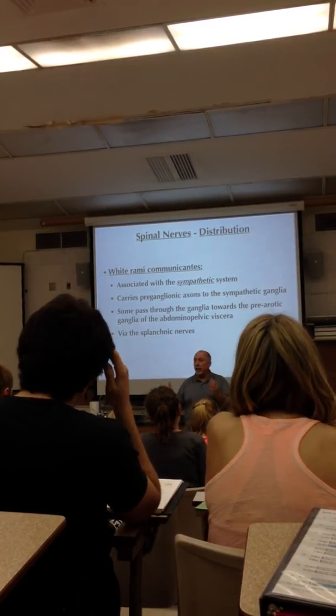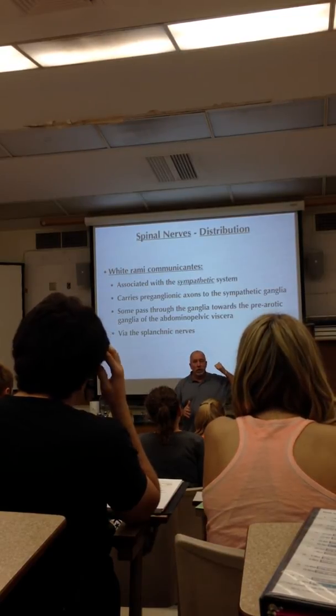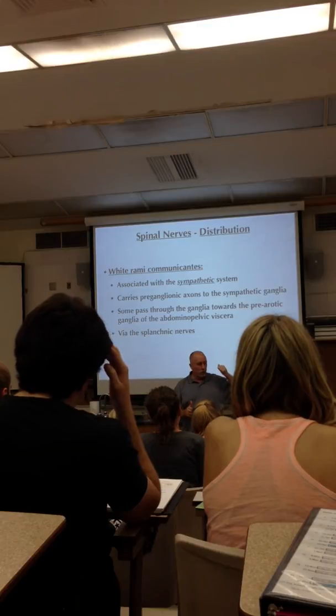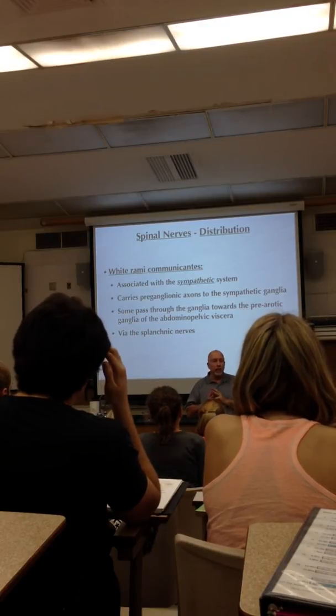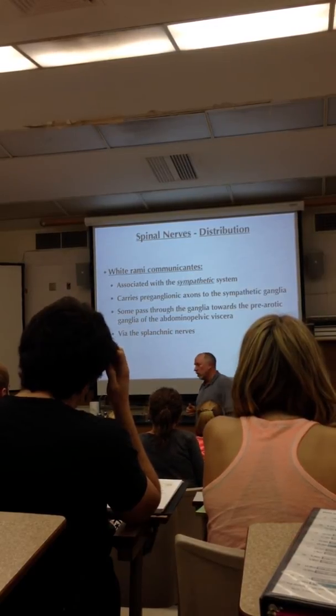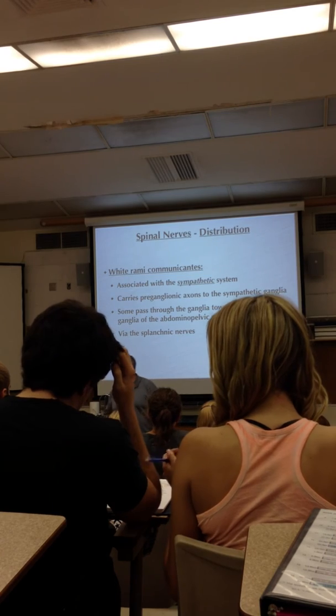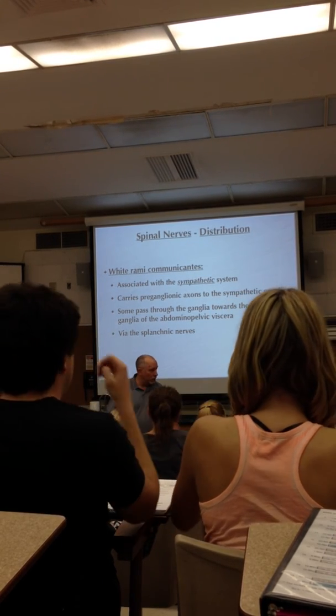And so that's why they call the first nerve going to the ganglion, what? Preganglionic neuron. What would be the second neuron called? Postganglionic neuron. And so the preganglionic neuron has myelin, the post doesn't.